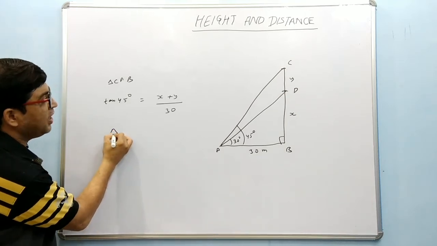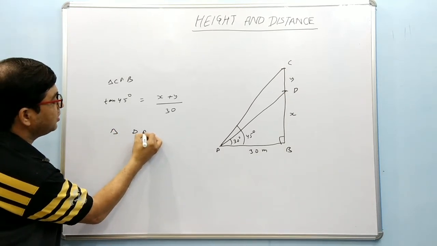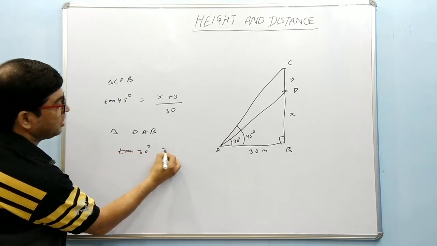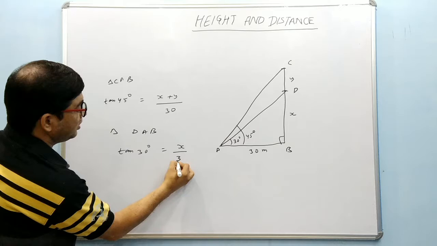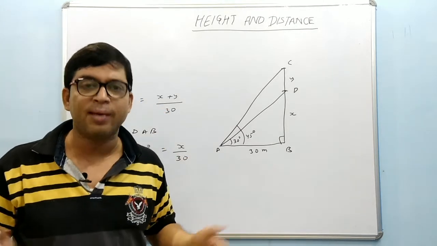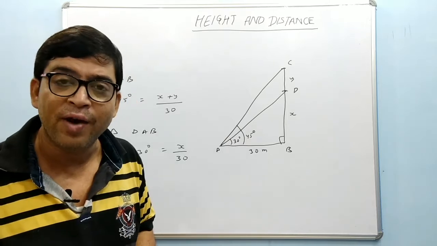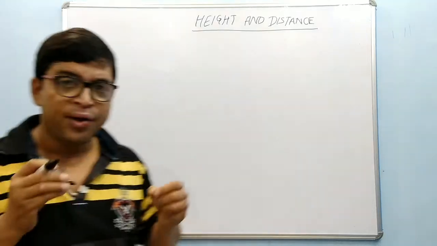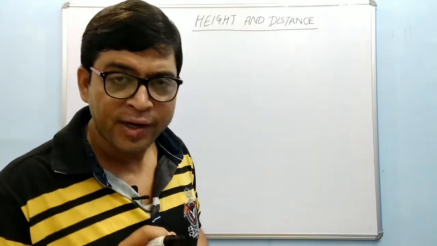And in triangle DAB, what can we write? Tan 30 degree is equal to x by 30. Just write the things: two variables, two equations, solve them simultaneously and you will get the values very easily. Now another problem, a very important problem, I am going to take.